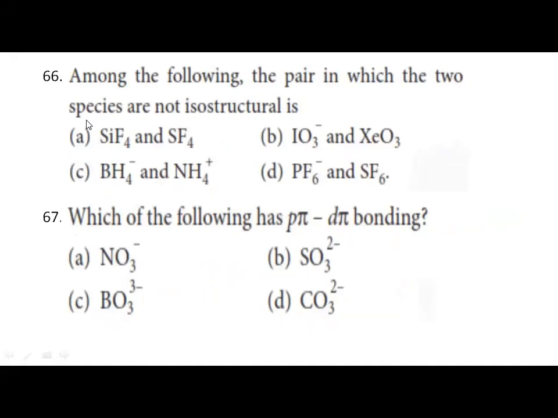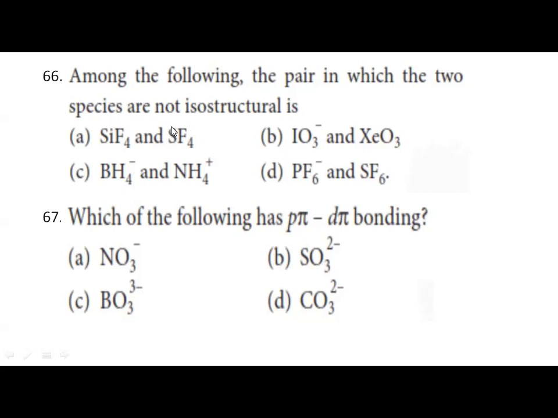Among the following, the pair in which two species are not isostructural. Okay, SiF4 and SF4: silicon belongs to the carbon family, sulfur belongs to the oxygen family. Quite obvious, this is the correct option, because SiF4 has tetrahedral geometry like CH4, due to sp3 hybridization of the central silicon atom. Whereas SF4 has distorted tetrahedral geometry, which we call seesaw geometry. And why is that? Because SF4 has sp3d hybridization on the central sulfur atom.